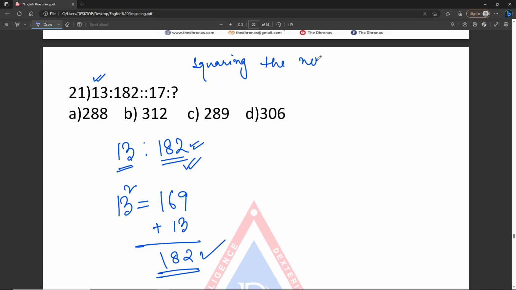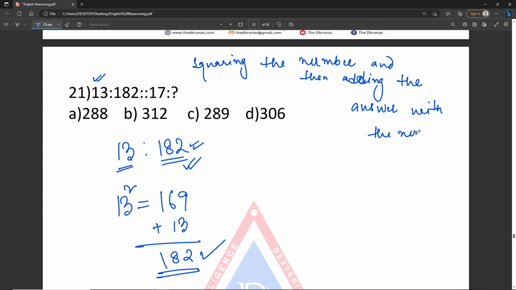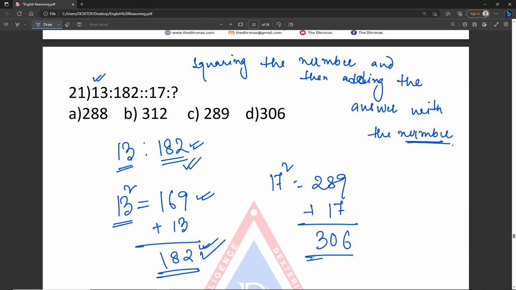squaring the number, and then adding the answer with the number itself. See, 13 square is 169, then adding 13 gives us 182. So 17 square is 289, then adding 17 gives us 306. That means 306. So the option for this question is option number D.